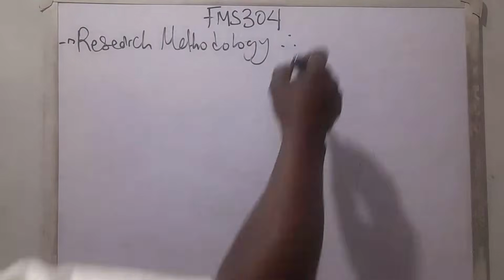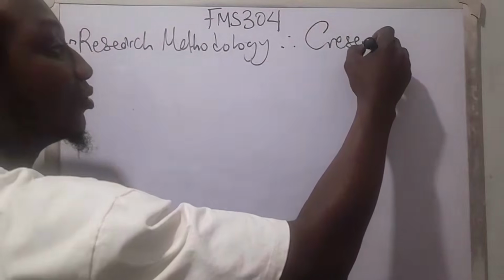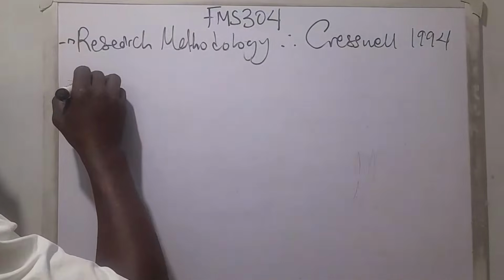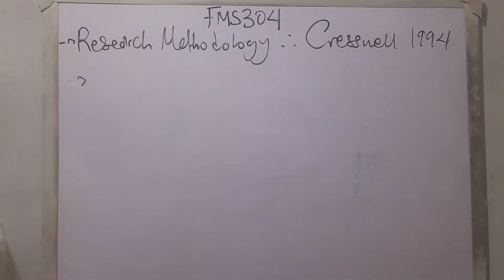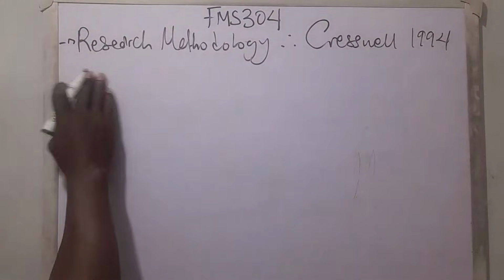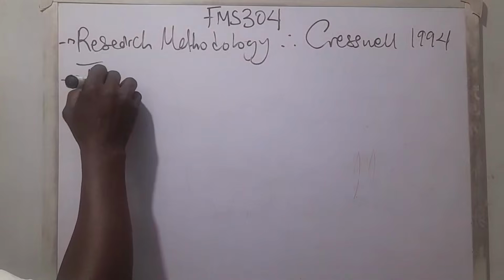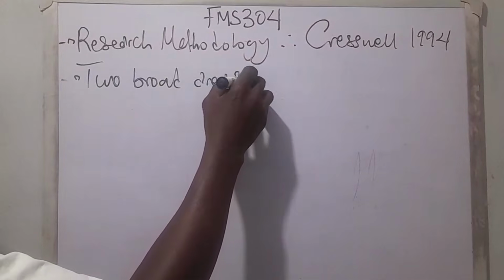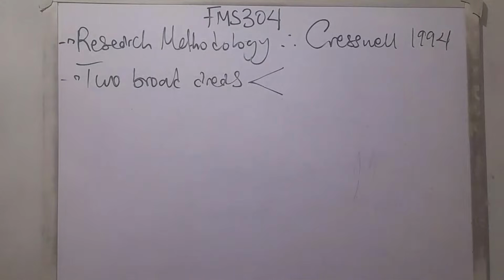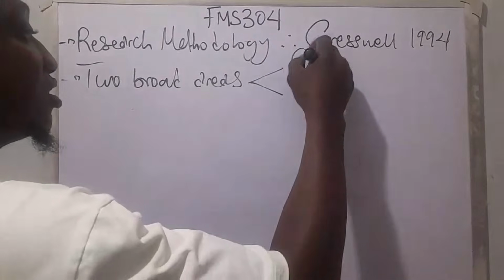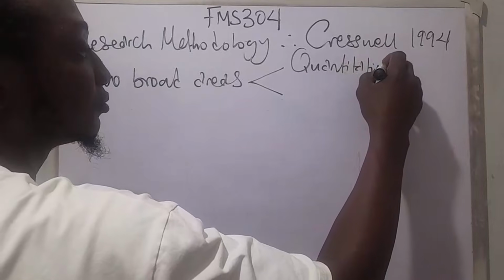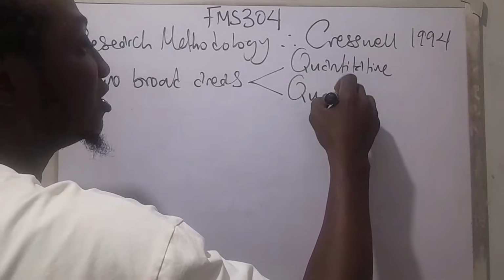So we have Creswell in 1994 talking about two broad areas, and these broad areas are quantitative and qualitative.